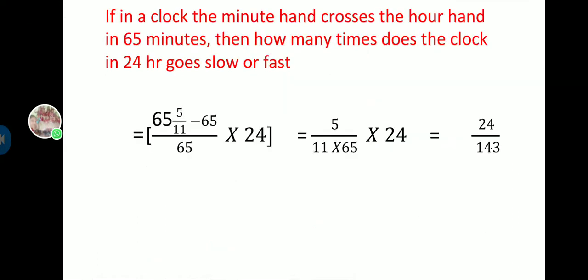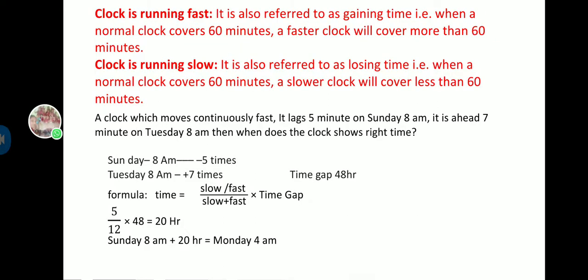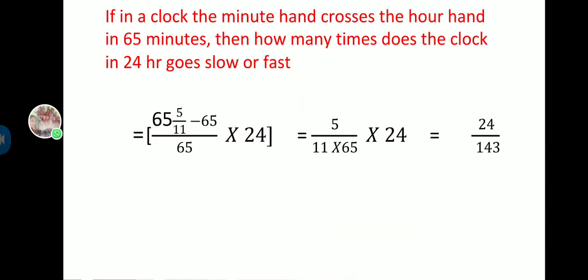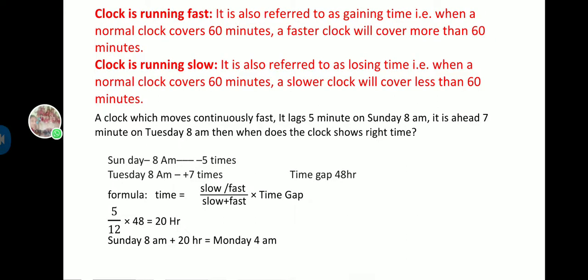If in a clock the minute hand crosses the hour hand in 65 minutes, then how much time does the clock in 24 hours go slow or fast? How many hours? 65 5 by 11 minus 65 by 65 into 24. This is 24 hours, so hours by days, 24 by 1. Here, the clock is running fast.